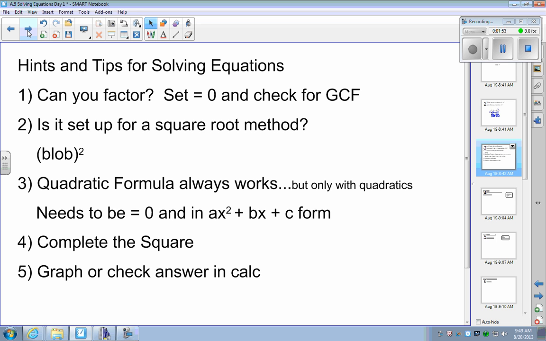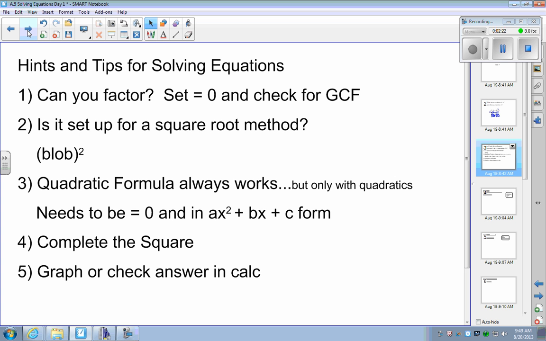Now, I can really only give you a bunch of hints and tips and some examples for all these different strategies. Eventually, I'm just going to give you guys kind of a mixed bag of equations and expect you to be able to solve them. So I think the first thing is, can you factor? So the last one, about as simple factoring as it gets. Make sure you get it set equal to 0, though, and check for GCFs. GCFs make these problems easier. They make them smaller for us.